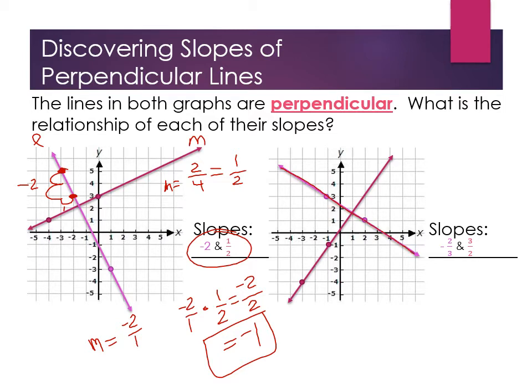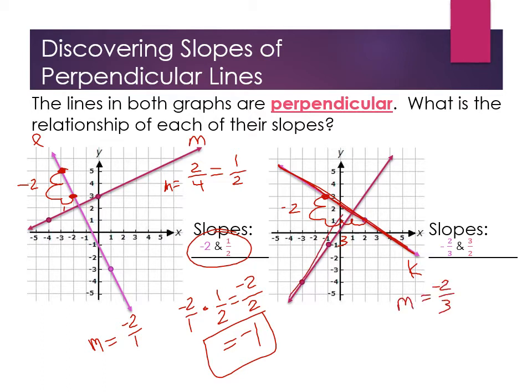Let's call this line here, the one that goes down to the right, line K. So let's calculate the slope for line K, again by counting. I have a point here and here. It goes down 2 and right 3, so 2/3. So it's negative 2/3. My slope for line K is negative 2/3.